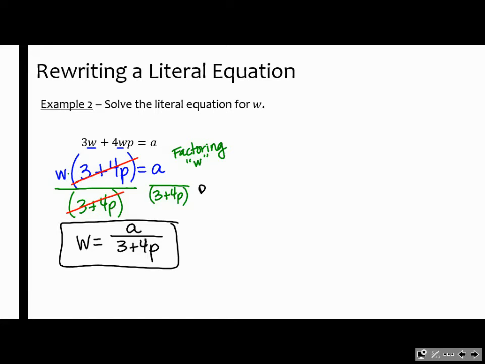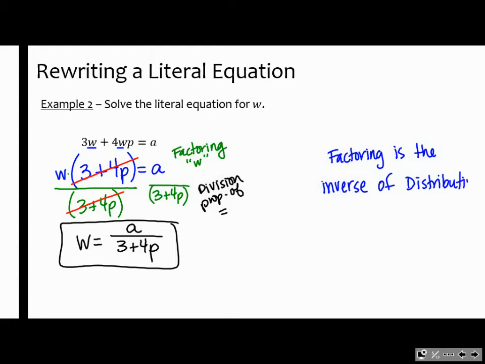Since I justified one step, let me justify this other. Division property of equality. All right. See if there's anything else I can do. I think I'm going to just add my note back up there that factoring is the inverse of distributing. All right, let's keep going.